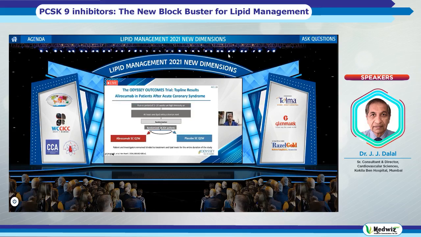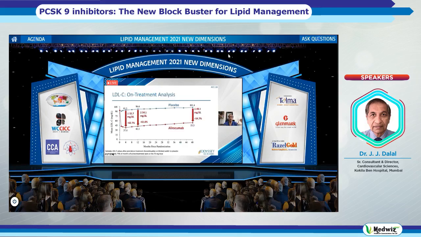The second trial was the Odyssey trial, a different drug, Evolocumab, again a PCSK9 inhibitor. These were patients with acute coronary syndromes, again a very large study, almost 20,000 patients. And you can see again the similar drop of about 60% in your LDL cholesterol compared to placebo. It is not placebo, placebo is standard statin therapy.